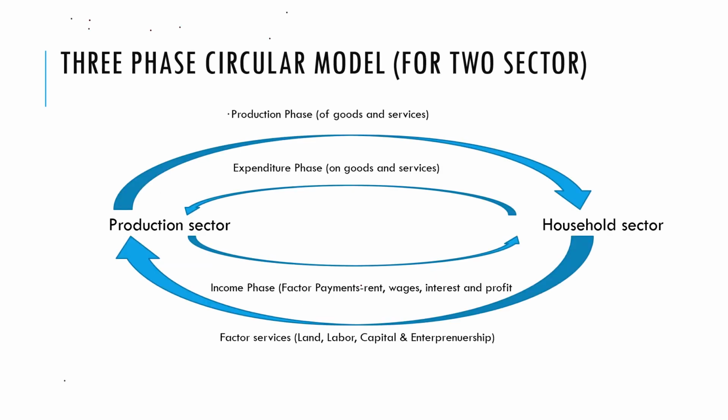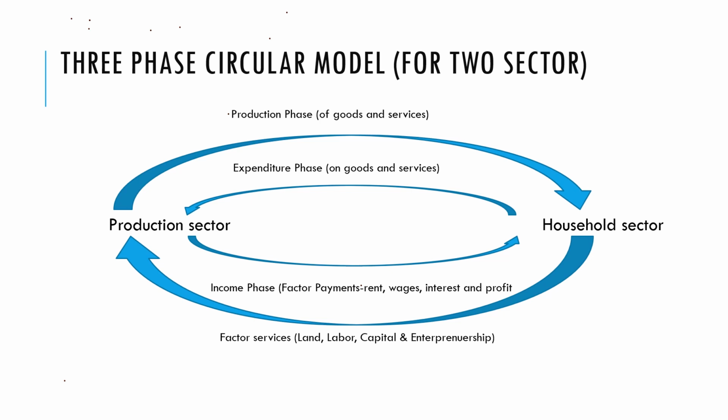This is the diagrammatic presentation of three-phase circular model for a two-sector economy. The two sectors are production sector and household sector. So, in case of production sector to household sector, production happens for goods and services in production phase, and expenditure happens from household to the production sector in expenditure phase for the goods and services produced.